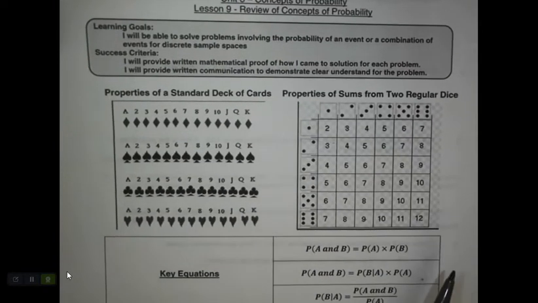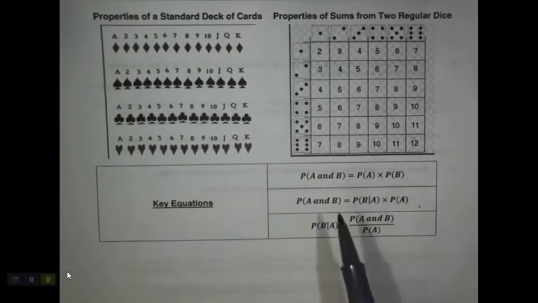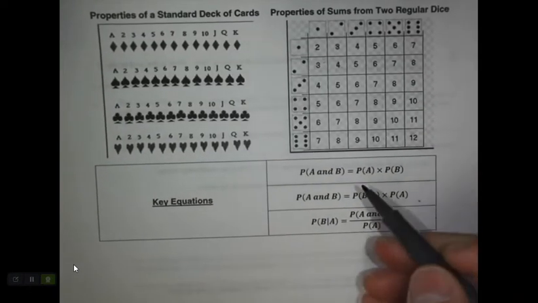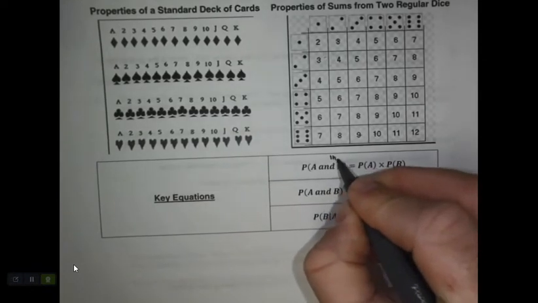So today we're going to talk about reviewing concepts of probability and all the things that we've learned so far with the concepts. If we were looking at these formulas, this is the probability for independent events. And these formulas here are for dependent events.